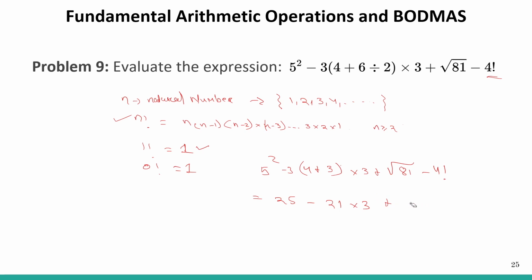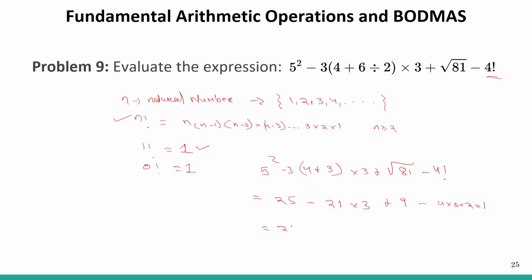So okay, let's simplify the exponents. Here the exponent is 1 by 2. Let's simplify it and write 9 and minus 4 factorial. So 4 factorial is nothing but, no, 24. That is 4 into 3 into 2 into 1.